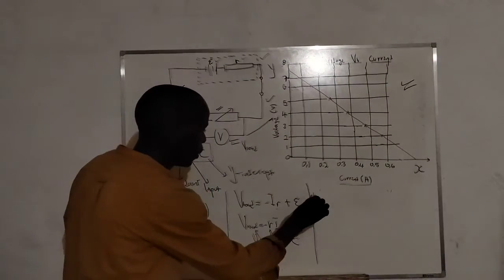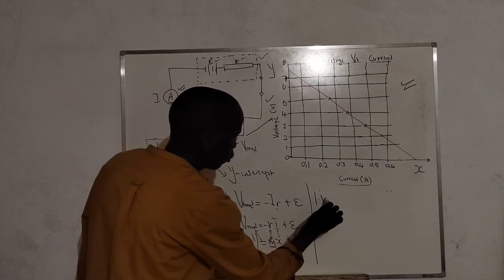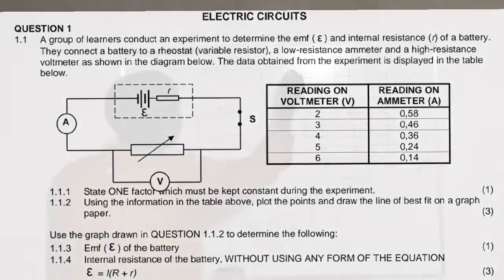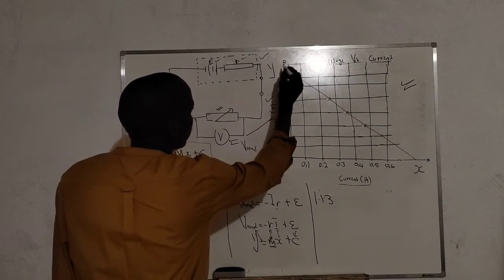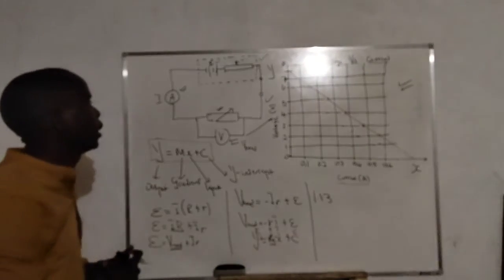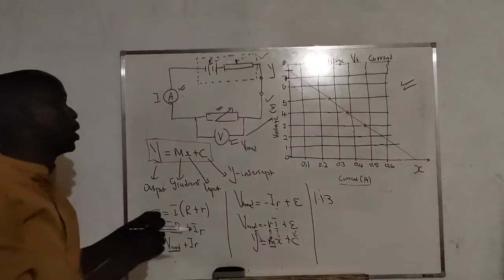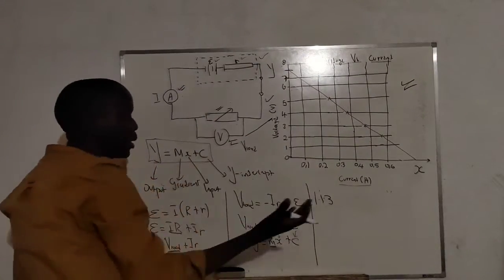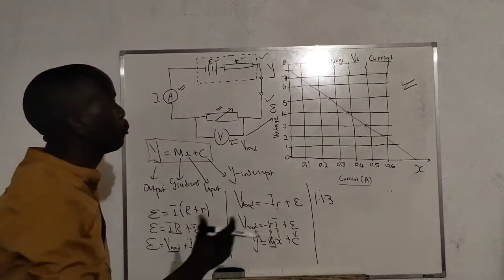Now I want to determine the EMF of the cell. Where is the y-intercept? This is where the y-intercept is. We'll have to excuse my graph because it is not drawn to scale. This is a freehand drawn graph, but it will still allow me to explain.